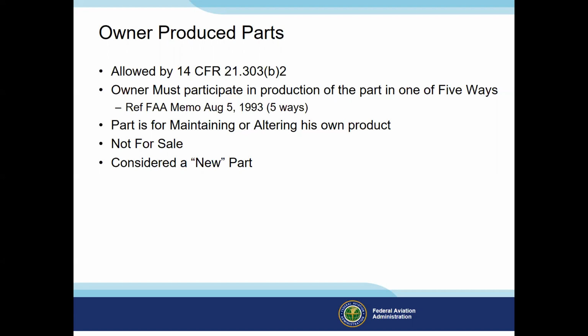And these parts are for maintaining or altering the owner's own product. They are not for sale, and they are considered a new part. Now, the owner may hire a skilled aviation maintenance technician to produce this part, but just keep in mind, they have to participate in one of those 5 ways in order for this to be considered an owner-produced part.